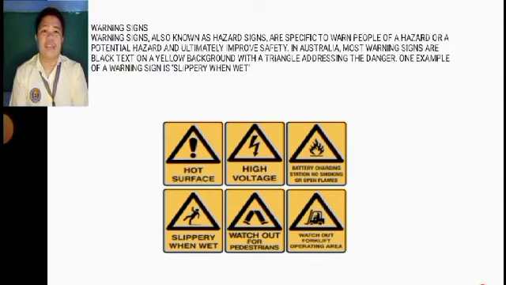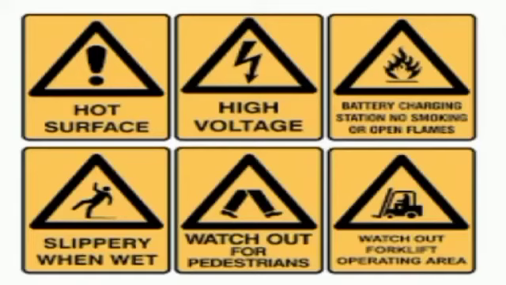Number three, warning signs. Warning signs, also known as hazard signs, are specific to warn people of a hazard or a potential hazard and ultimately improve safety. In Australia, most warning signs are black text on a yellow background with a triangle addressing the danger. One example of a warning sign is slippery when wet.